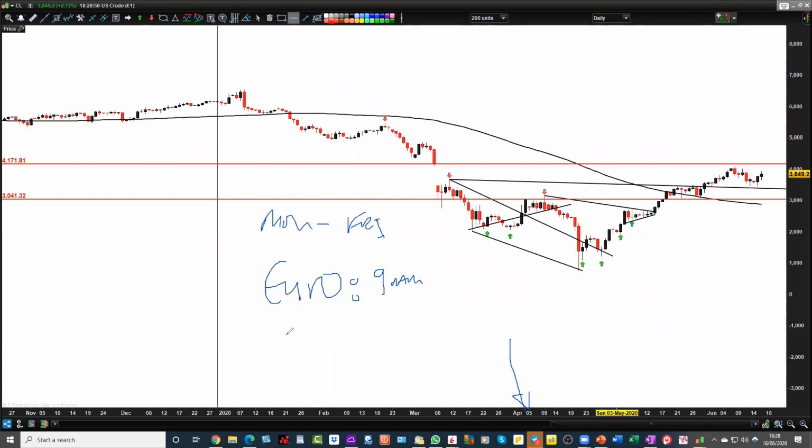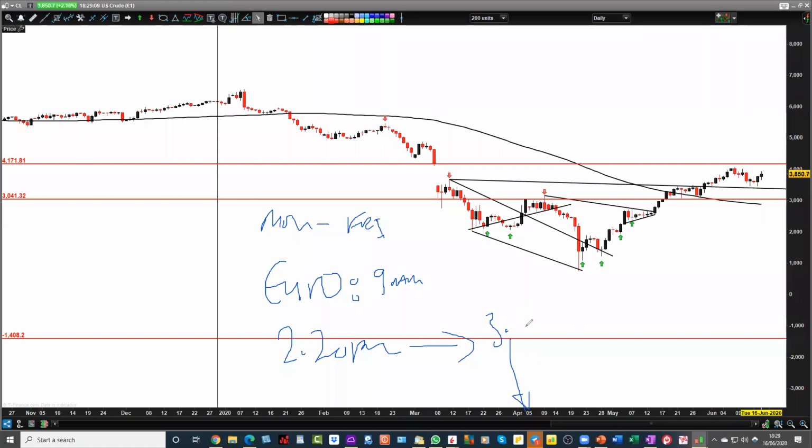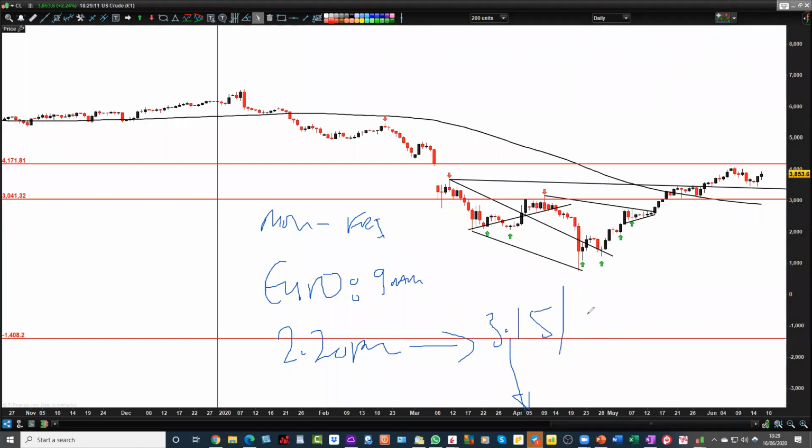The room is open at 2:20 PM until roughly 3:15, 3:30. So it's not open a huge amount of time. So yeah, 3:15, 3:30.